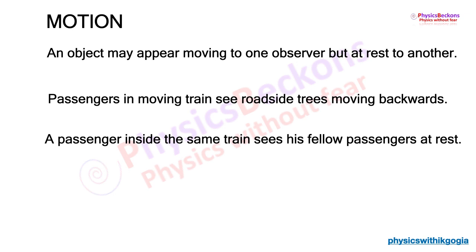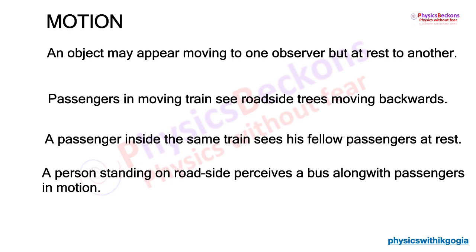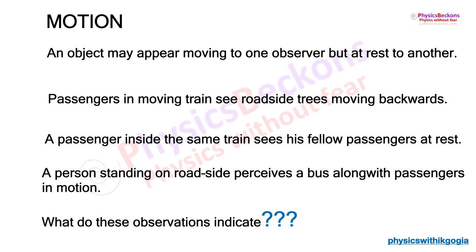For example, if we have two passengers A and B sitting next to each other, they continue to be in the same position. They do not change their position with respect to each other, and hence we can say that passenger A is at rest with respect to B and B is at rest with respect to A. However, both the passengers are in motion with respect to the objects outside the train. So, the same object can be in motion or can be at rest when we think of the reference.